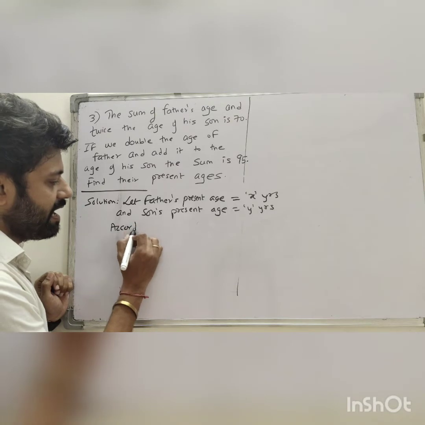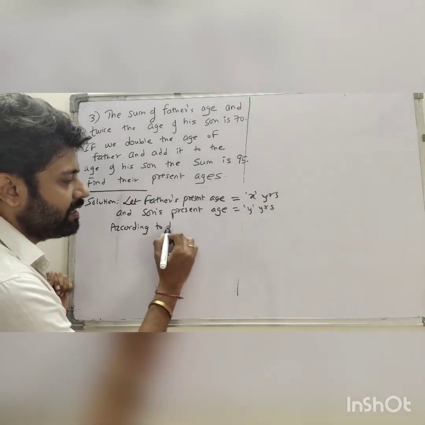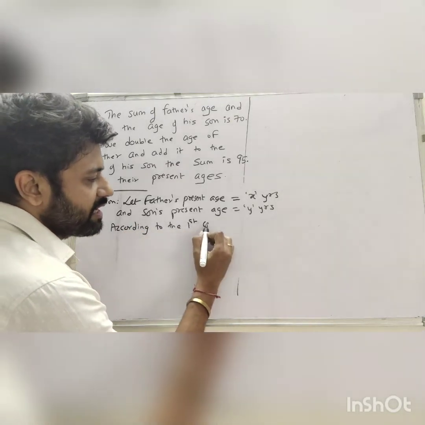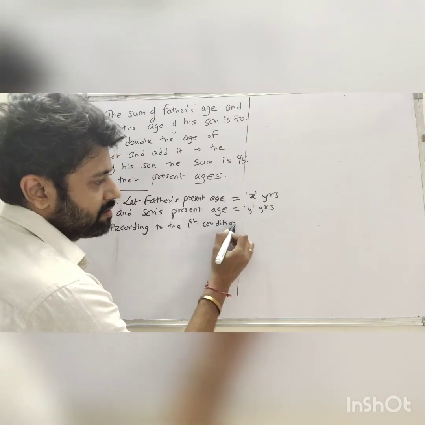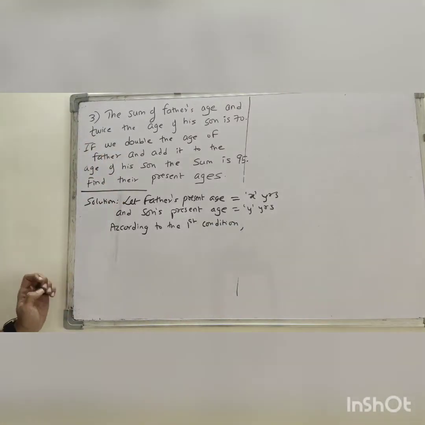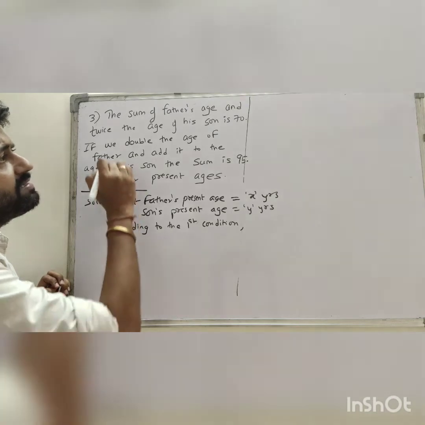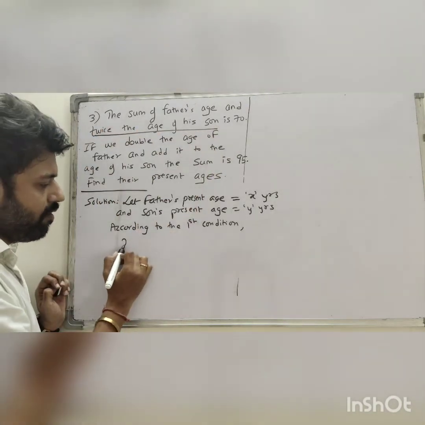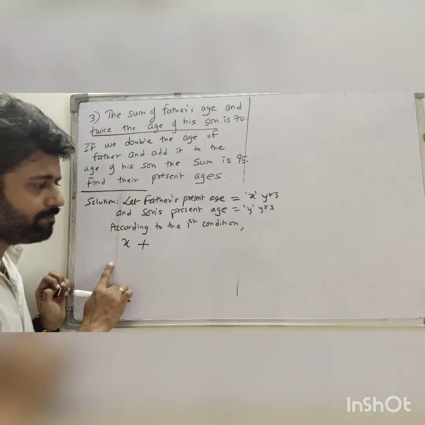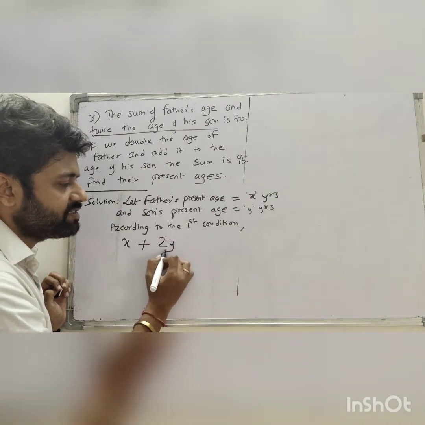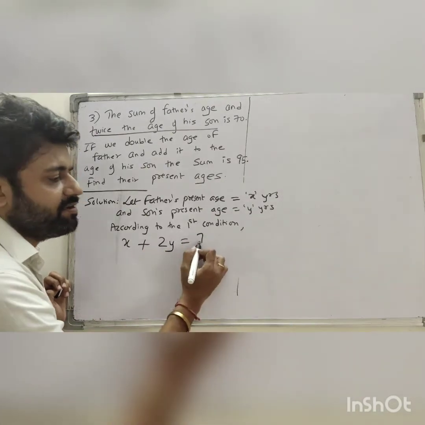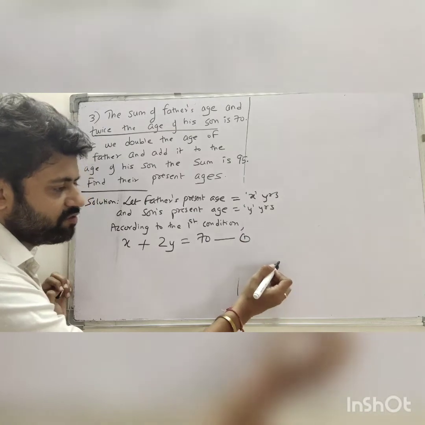After that, according to the first condition, the sum of father's age and twice the age of his son is equal to 70 years. This is your first equation.